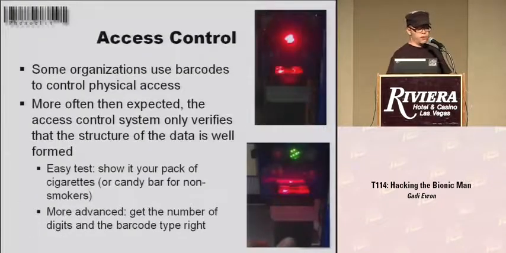Another thing that people use barcodes for is access control. More often than you would expect, the access control system only verifies that the structure of the data is nice, which means that it can read a barcode. It will not look at the content, not at all. It's a really easy test. When you have an access system that uses barcodes, just take your pack of cigarettes or whatever you currently have on you and just scan it and see if the door opens. Don't be too surprised if it does, because that's really a regular case. Other than that, you can just get the right number of digits on your barcode and scan it, and it will open the door. That frequently works.